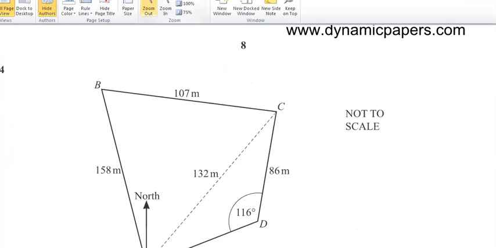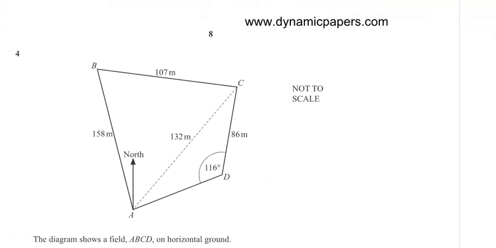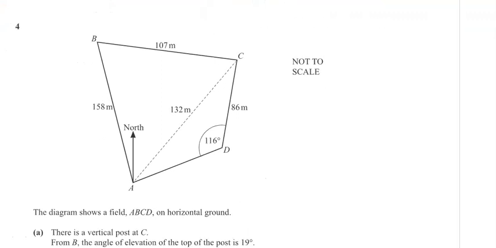Now next is question number 4. The diagram shows a field ABCD on a horizontal ground. This field is shown. There is a vertical post at C. Okay, at C, there is a vertical post. From B, the angle of elevation of the top is 19 degrees. This one is 19 degrees.